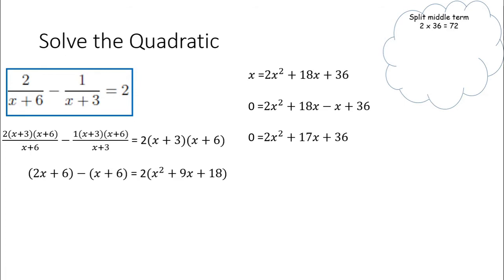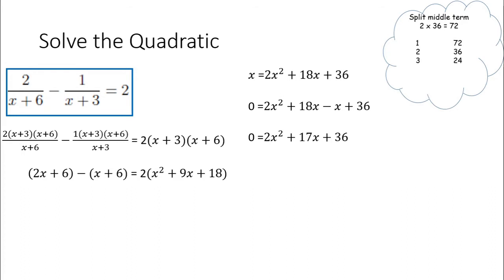And I'm looking for one pair that also adds to make 17. So the easiest factors I can think of is 1 times 72 makes 72, but 1 plus 72 makes 73, so that's not going to work. I can also divide 72 by 2. 2 times 36 makes 72, but 2 plus 36 is 38. Not going to work. So I keep going.